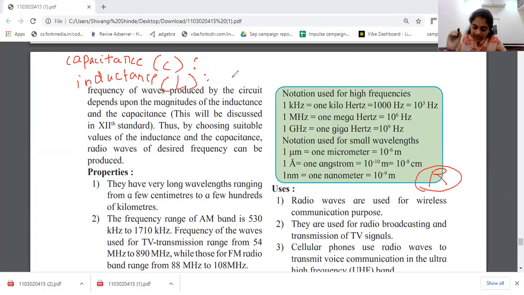Inductance is the inductor's capacity to resist variation of electric current.